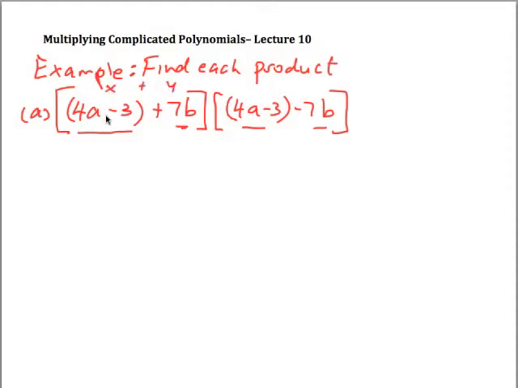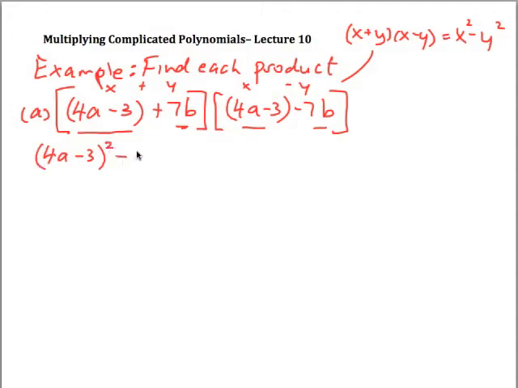If I had 4a minus 3 as an x, say, and 7b as a y, then I'd have x minus y, and so this, remember, would be x plus y by x minus y, which we already know is simply x squared minus y squared. So we do that in this case. So really what we have is 4a minus 3 squared minus 7b all squared.